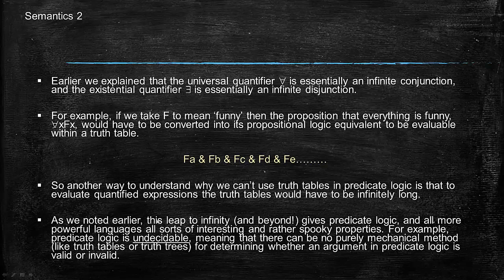We also noted earlier, and I'll just remind you of this because it's cool, that this leap to infinity gives predicate logic and all the more powerful languages all sorts of interesting and rather weird and spooky properties. For example, predicate logic is what we call undecidable, meaning that there can be no purely mechanical method, like truth tables or truth trees, for determining whether an argument in predicate logic is valid or invalid. There are truth trees in predicate logic, but it's not purely mechanical. You're not guaranteed to determine whether something is valid or invalid simply by applying the rules.